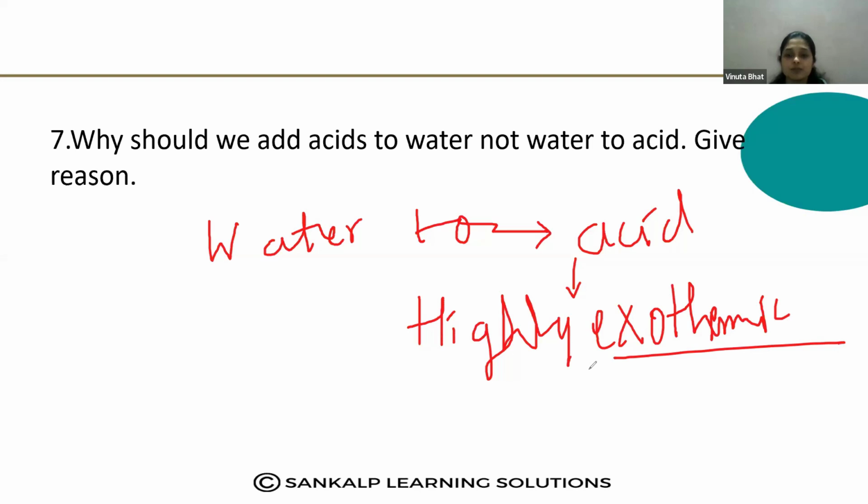So we are not going to add water to the acid, but you can add the acid to water. Okay, so you can add the acid drop by drop to water. So that is the reason.